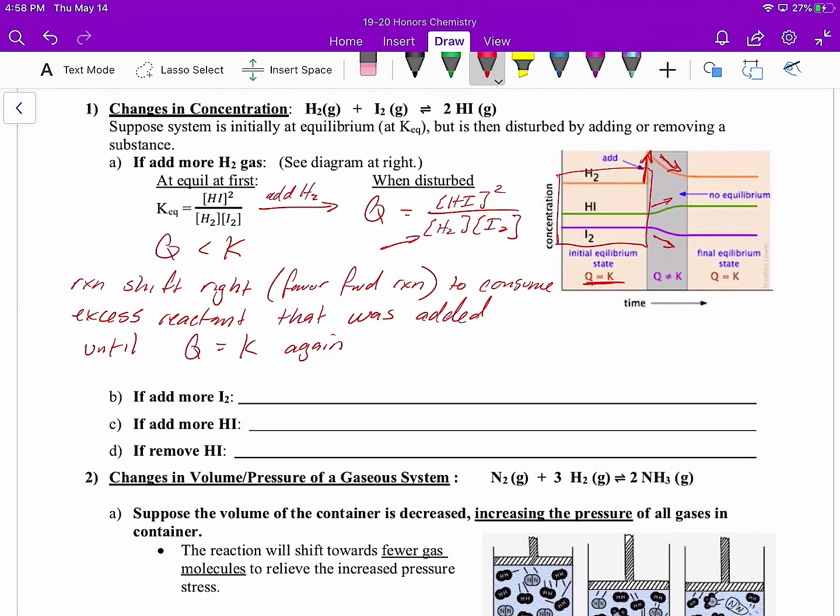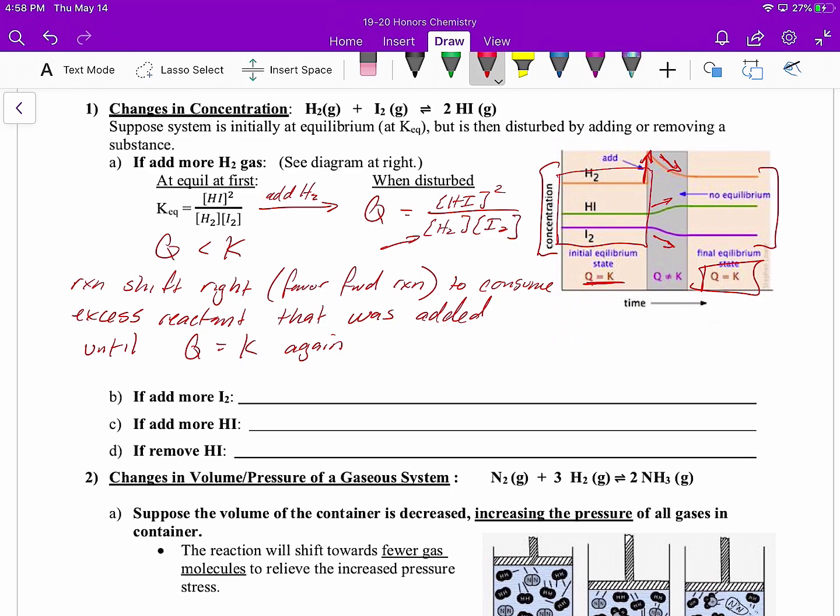So it's going to shift until Q gets back to equaling K, and then all of a sudden, hey, congratulations, you're back at equilibrium, but you'll notice these concentrations are different from these concentrations. But the ratio, when you plug them into the K expression, is going to come out to the same value. So the actual concentrations will be different, but their ratio will come out to be the same. Now let's look at what happens if you do a bunch of other different things.